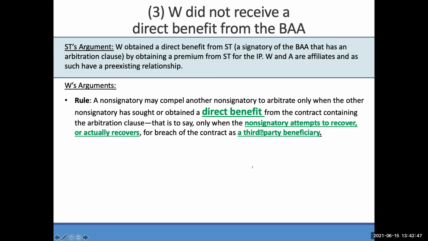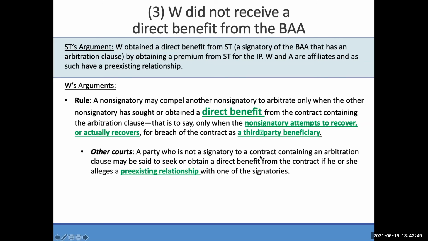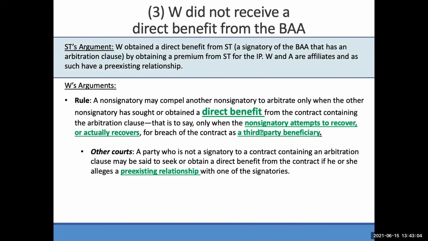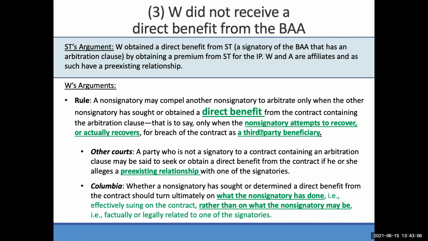a third-party beneficiary. Now, the case gets a little bit more complicated law-wise here compared to the last two issues that were pretty straightforward law-wise, but were kind of confusing fact-wise. This one required you to understand there were two approaches. The approaches other courts take, which is the pre-existing relationship approach, and then the approach that Columbia takes. So other courts say there was essentially a direct benefit under the contract if the person getting the benefit had a pre-existing relationship with one of the signatories.